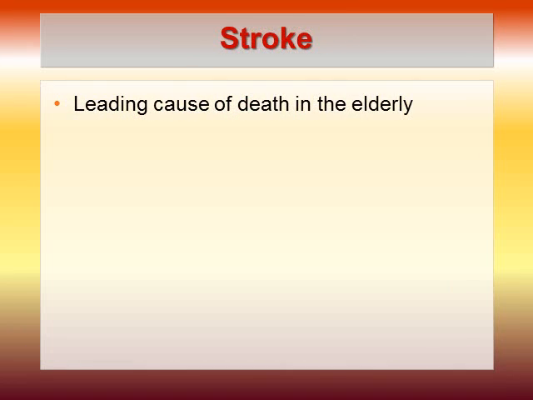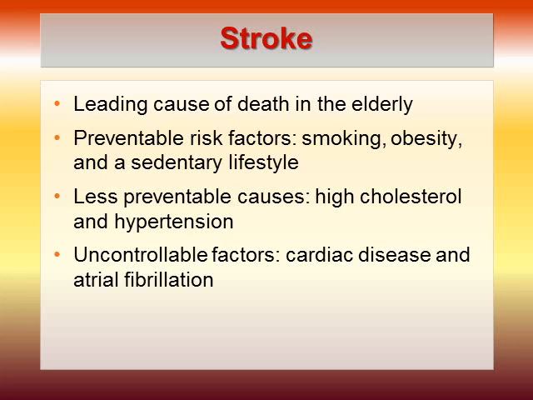Stroke is a leading cause of death in the elderly. Stroke is definitely an issue that we want to be able to treat as a true emergency. It has preventable risk factors, including smoking, obesity, and sedentary lifestyle. Without these, people will go a lot longer without a stroke, but high cholesterol and hypertension are other risk factors that are very difficult to control once they're there in patients over 65. Uncontrollable factors, of course, is they may already have cardiac disease.